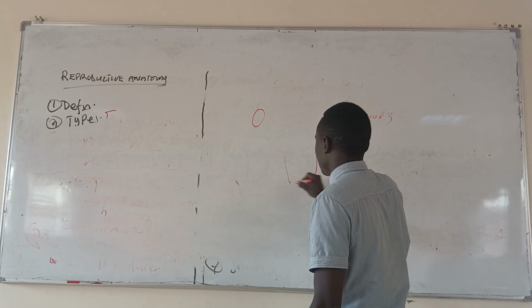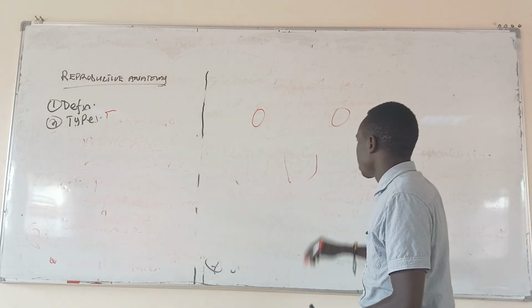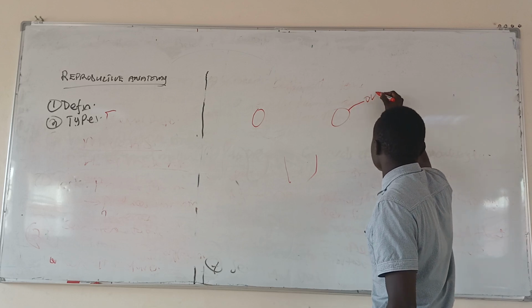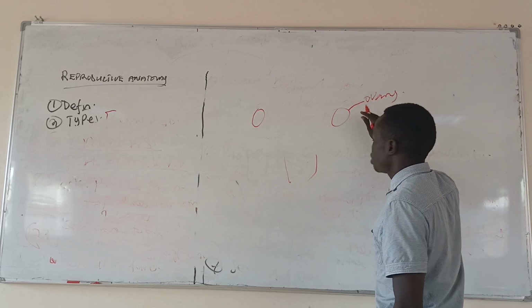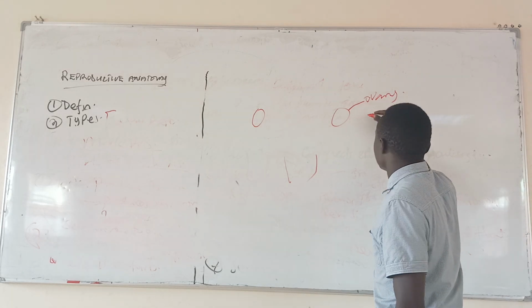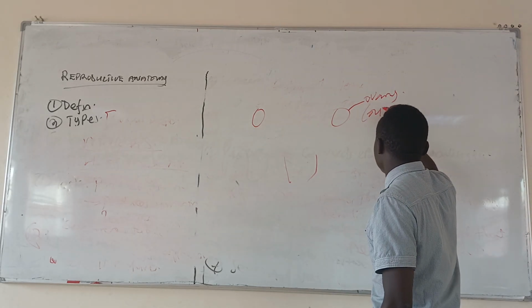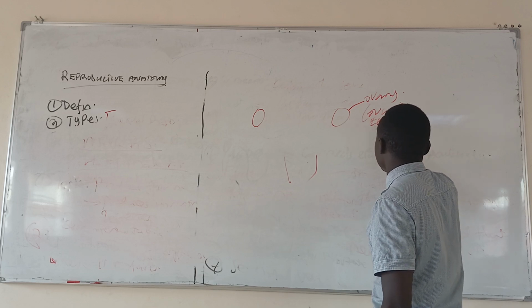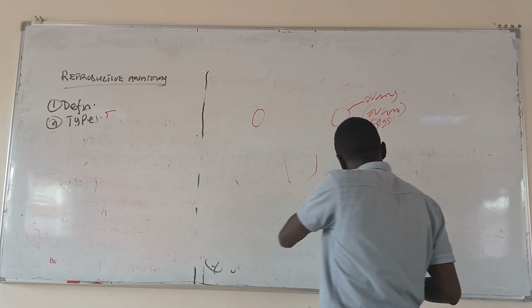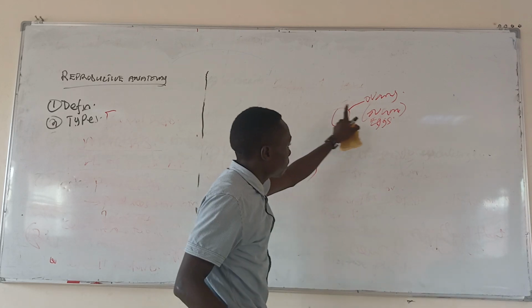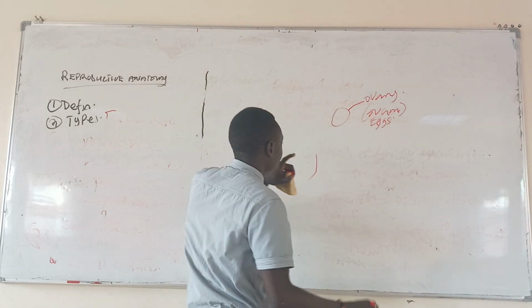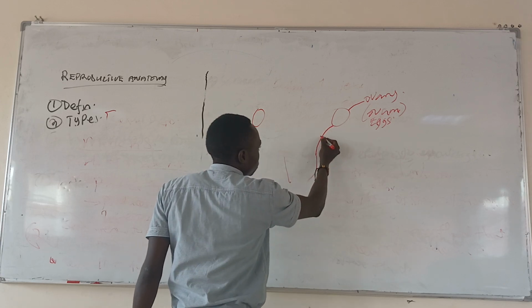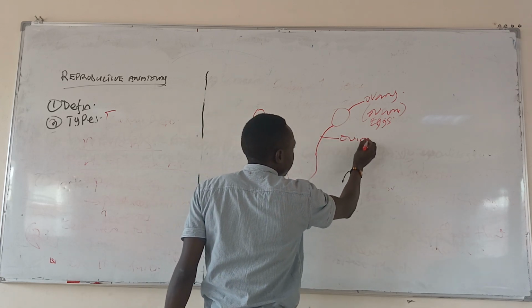So below the ovaries we have what we call the uterus. If this is our ovary, what is the use of this ovary? They produce what we call the ovum. This ovum is what is referred to as the eggs. So these eggs are produced from the ovaries. So connecting the ovary to the uterus is what we call the oviduct.